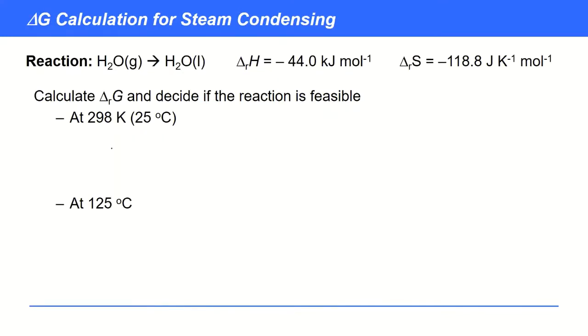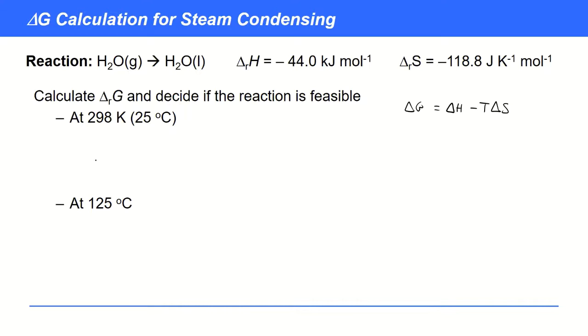So let's see how this all works out. Here's an example for you to have a go at. Pause the video and see if you can work out delta G for this reaction here under the conditions shown. Well, let's see how you got on. So again, we're going to use our classic relationship: delta G is delta H minus T delta S.